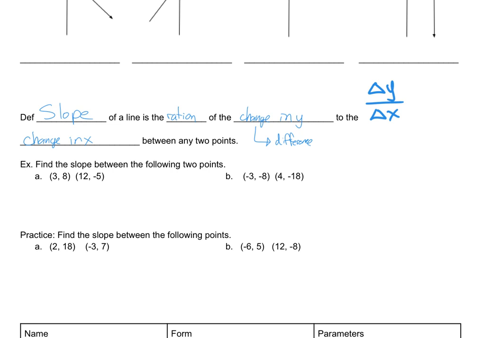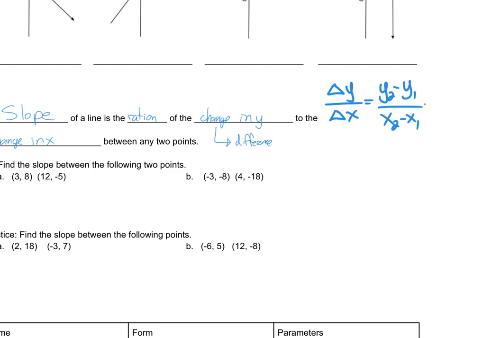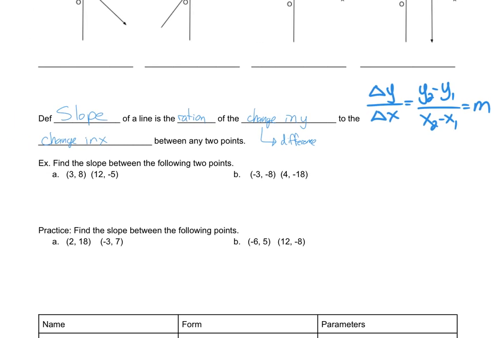Another formula you'll see, and you have seen, is y2 minus y1 over x2 minus x1. And this is the slope. M is commonly used for the slope. So let's find the slope between the following 2 points.